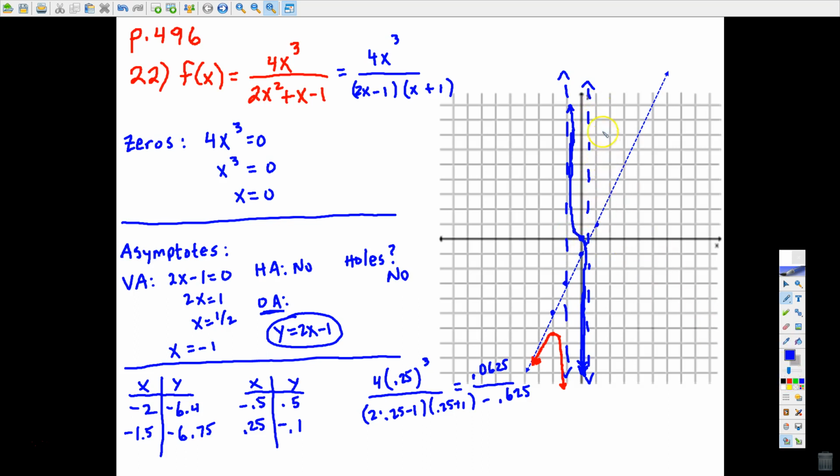Okay, so now let's finish this up. What's going to happen in this area? I guess I should have done this in red. Let's trace over it.